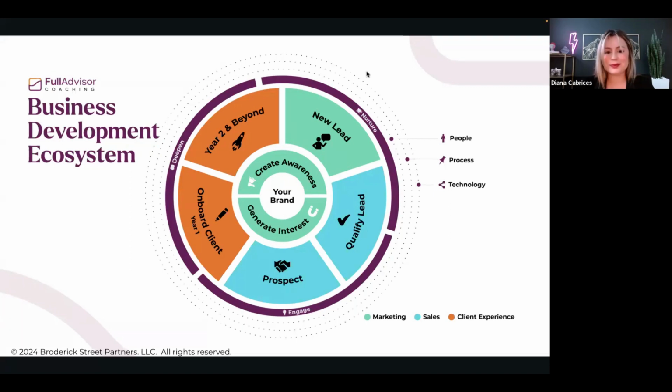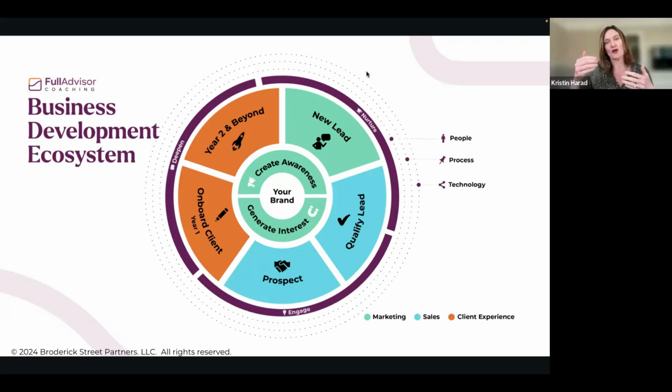And then you introduce content and bring it into different parts of the circle or the ecosystem, whether you're trying to nurture a lead, engage a prospect, or deepen the relationship with a client. They all weave together to create new business, or business development, as it were. It's all coming together to create a single experience. And then it's supported by the people on your team, the processes you build, and the technology you leverage.